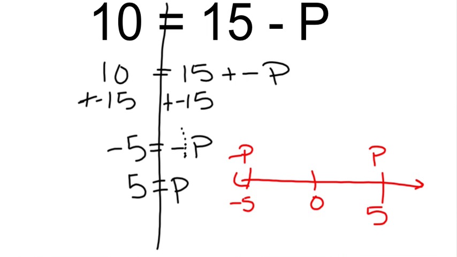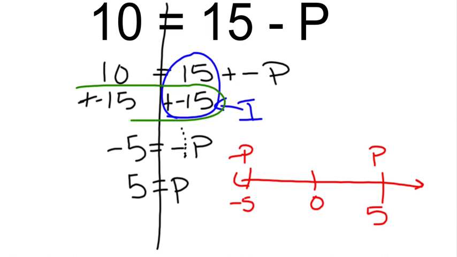Okay, now let's identify the inverse inequality properties. Okay, so 15 and negative 15 equals 0. That is your inverse. I'm just going to write I for inverse, okay? And then next, we add negative 15 to both sides of the equation, because what you do to one side of the equation, you must do to the other. This is your E, your equality property.